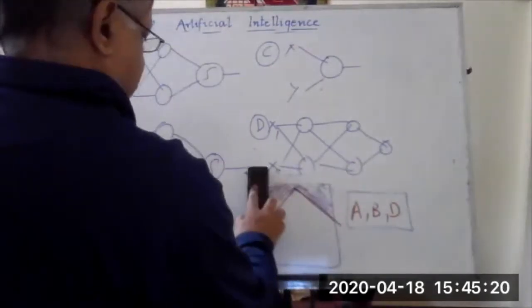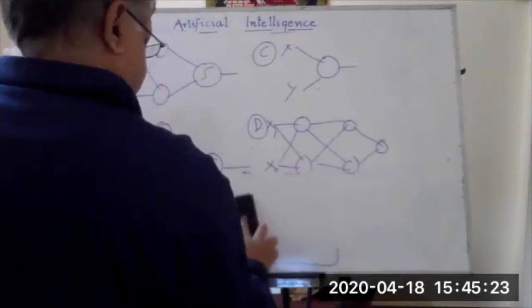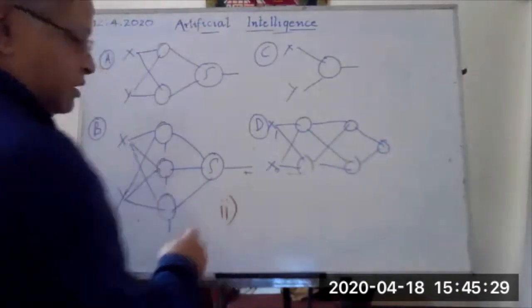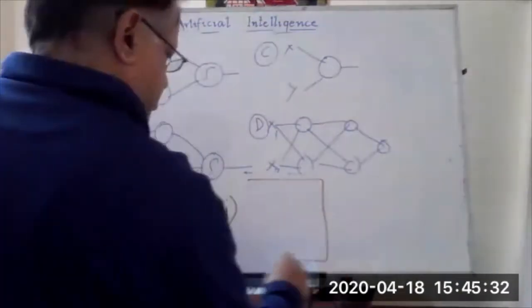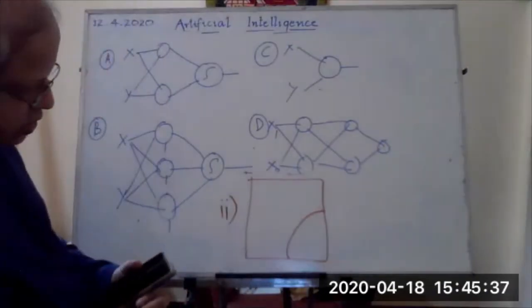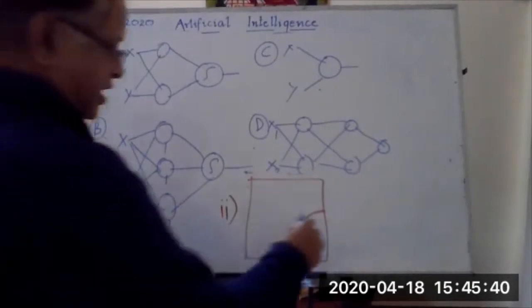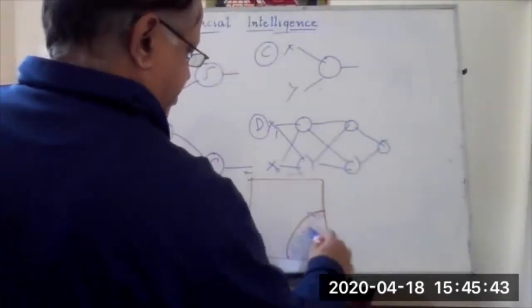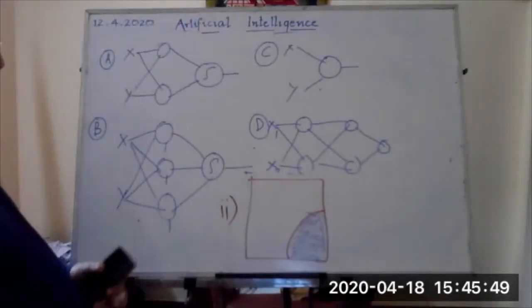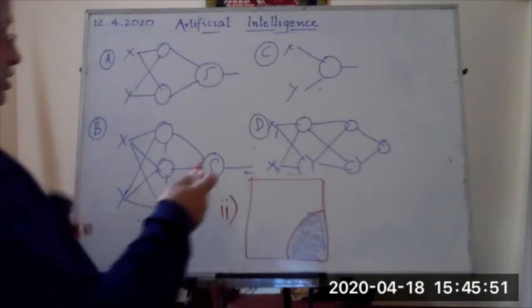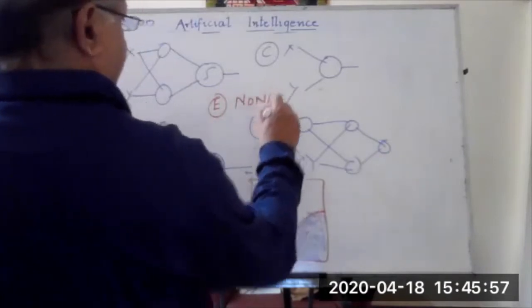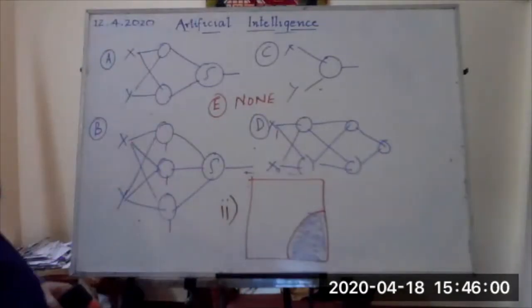Now, the second one. Let's say I have this thing, and this is the portion it has to identify. Does any of these identify it? Maybe the fifth option, option E, is none. I should have written that the answer is none of the choices.